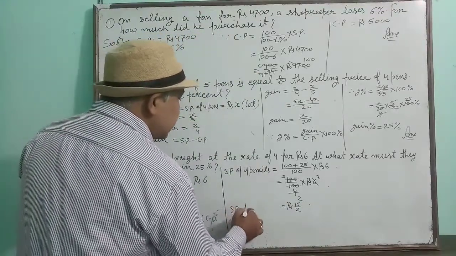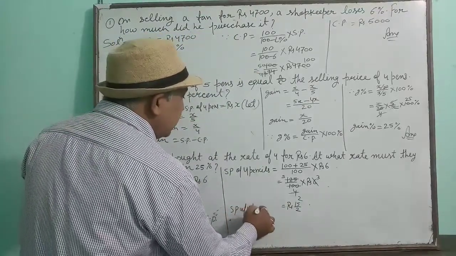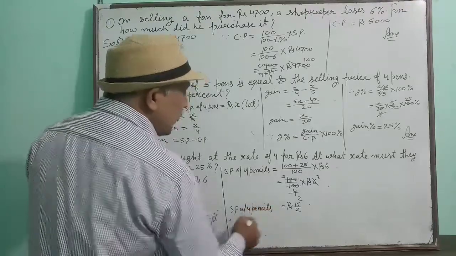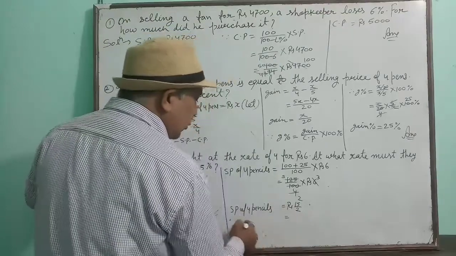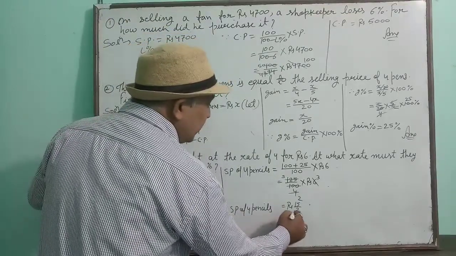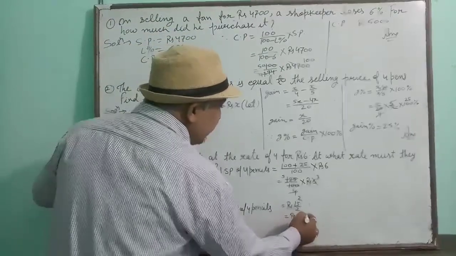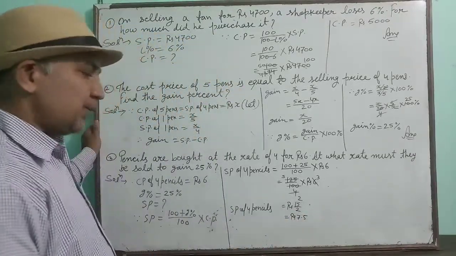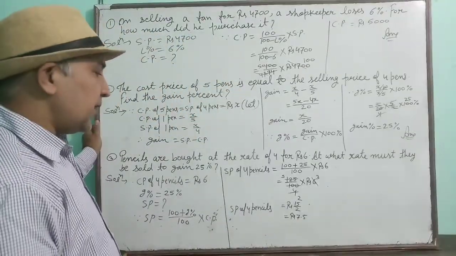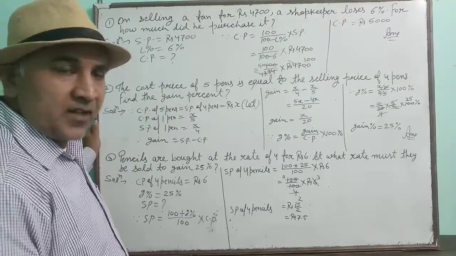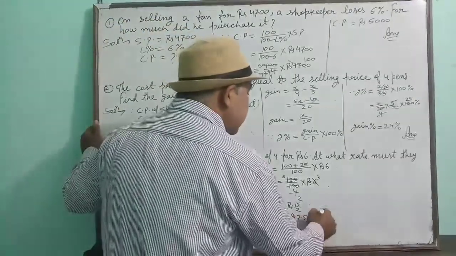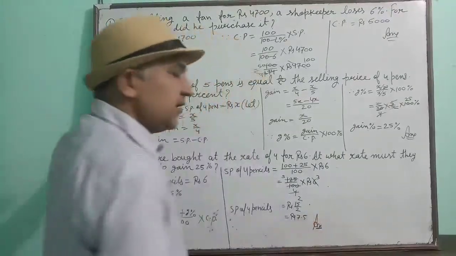Children, this is the selling price of 4 pencils, which is equal to 15 by 2. 15 by 2 means 7.5 rupees. Selling price of 4 pencils is equal to rupees 7.5. Understood? So this is your answer.